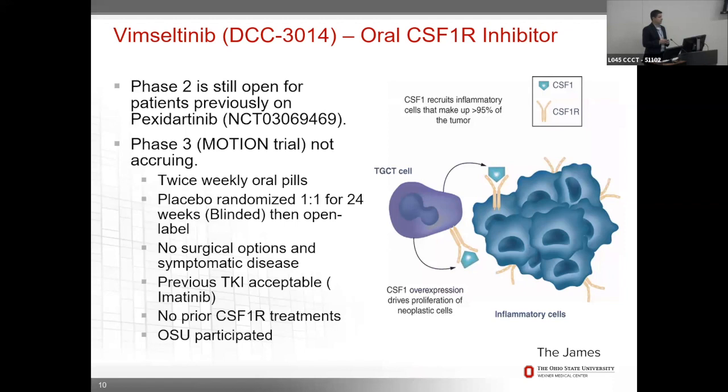So this one is an oral CSF1 receptor inhibitor. There is still a phase 2 trial open, cohort B, and that's for patients that were previously on pexidartinib. So that's still accruing. I understand it's still accruing. And then the biggest and the greatest is the phase 3 MOTION trial, right? And that trial recently completed the accrual.